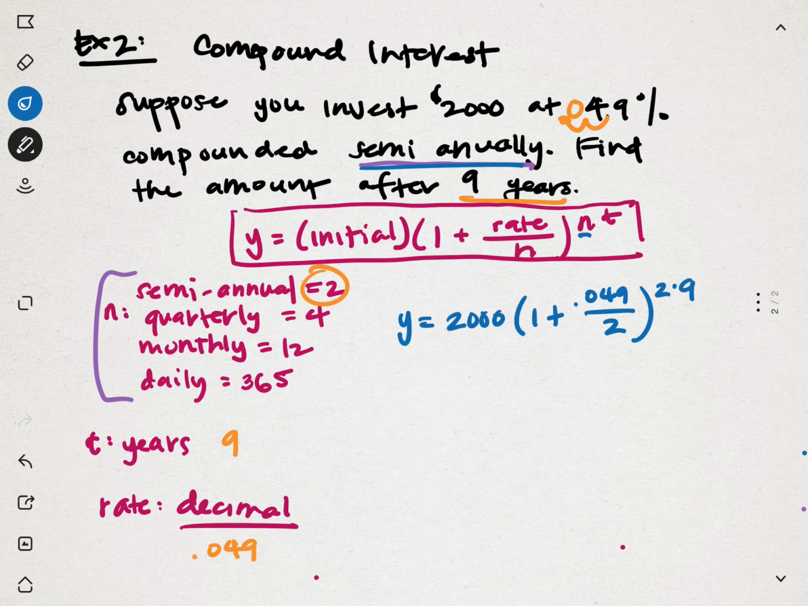So if we can punch this into our calculator just as we wrote it down, which you can if you use Google Calculator, or a graphing calculator, or a scientific calculator, you should be all right. Be careful if you're using iPhone. iPhone doesn't do order of operations very well, so you're going to have to do it with a bunch of parentheses in there. But if we calculate this, 2,000 parentheses 1 plus 0.049 divided by 2, close our parentheses, and then raise it to the 2 times 9.